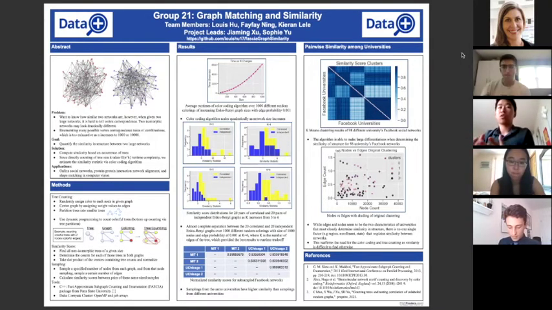And so our solution is to compute the similarity score based on the number of trees in each graph. If both graphs have a similar count of trees, then they should be similar in structure because they contain those substructures. So that's the statistic we want to come up with.